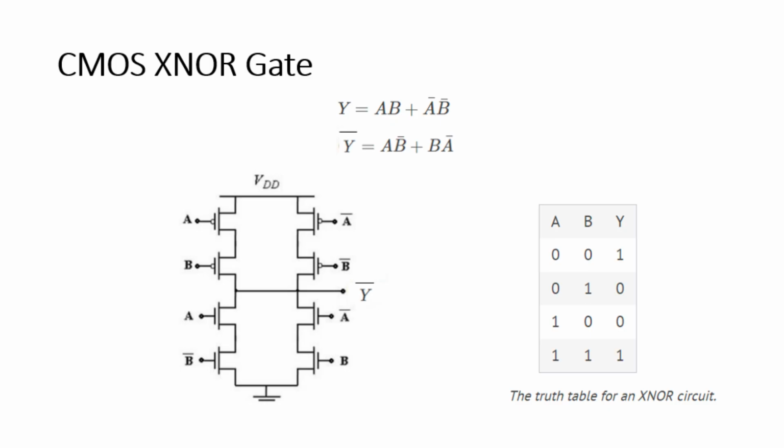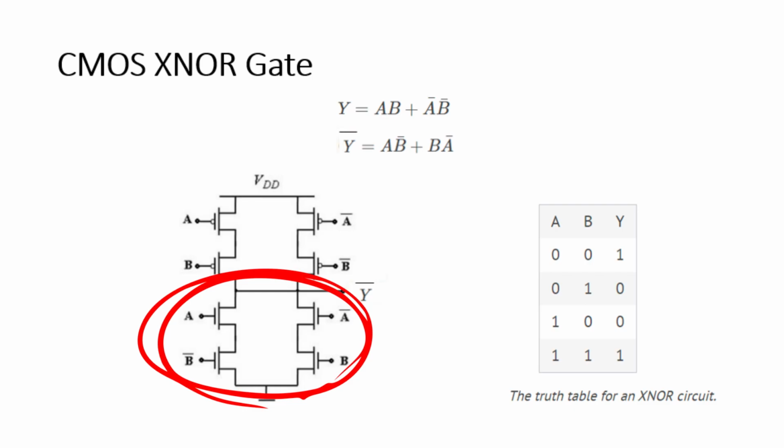As we can see, the inverted output equation gives A dot B bar and B dot A bar. So we have A dot B bar represented here as a series combination, and similarly B dot A bar represented here as a series combination. And because both are being added, both these terms will be combined in a parallel way.